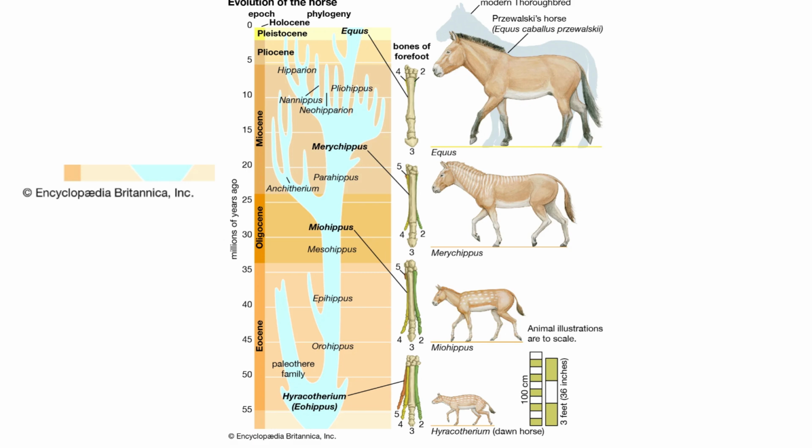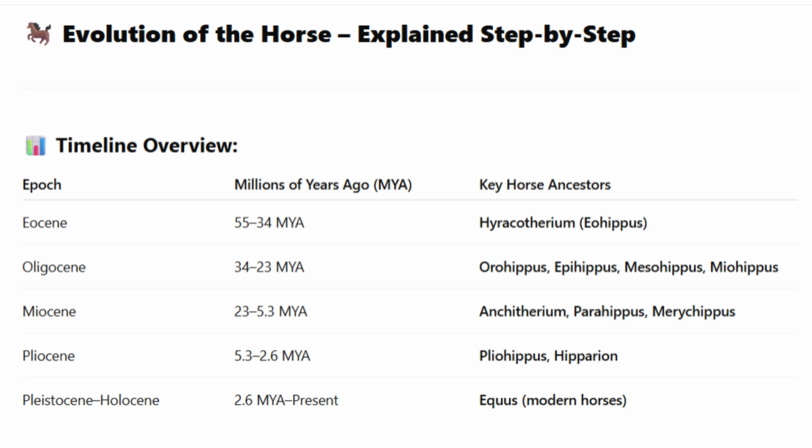Now let's take one particular example of evolution: the evolution of the horse over the last 55 million years, from a small forest-dwelling ancestor to the modern horse we see today. It includes the timeline, skeletal changes, especially the foot bones, and body size. The image is scientifically scaled and highlights evolutionary adaptations in response to environmental changes. Evolution of the horse, explained step by step.